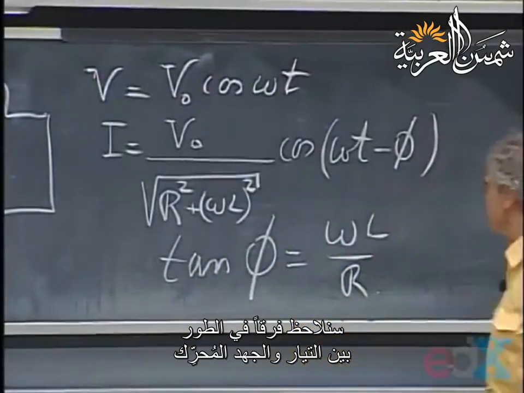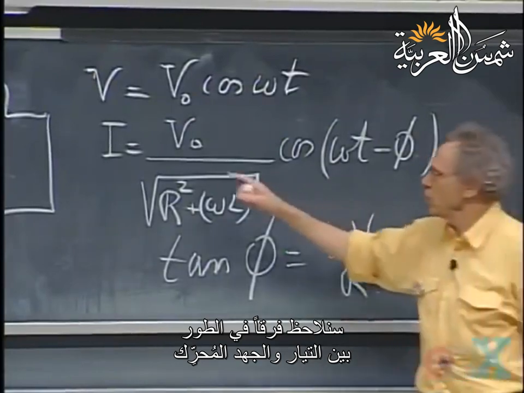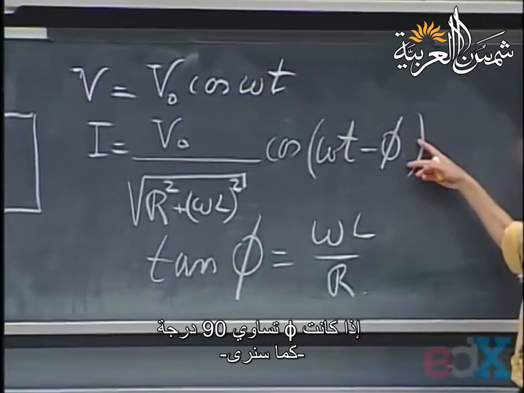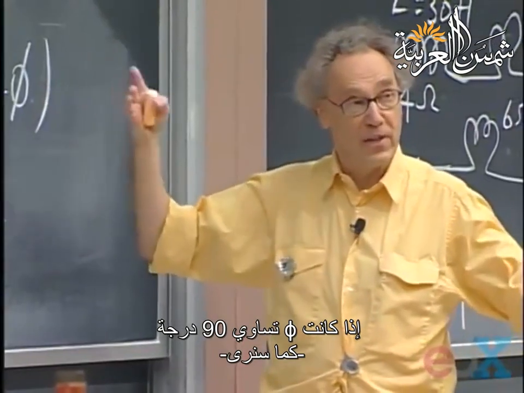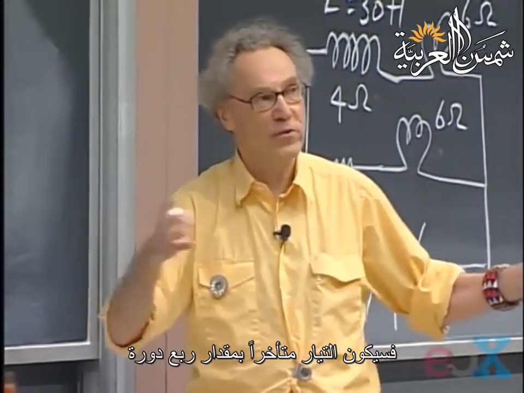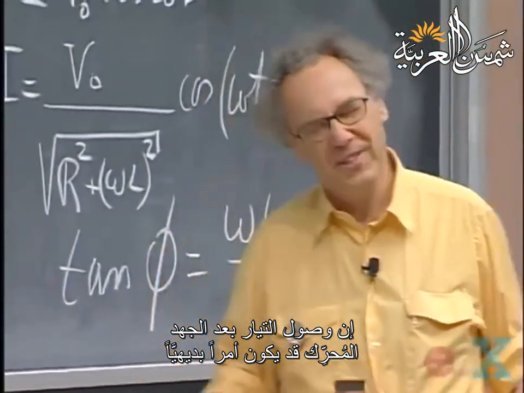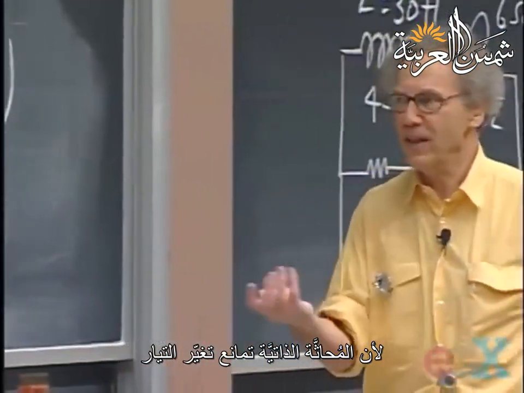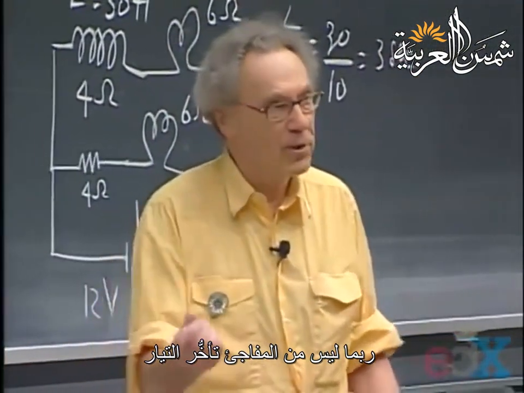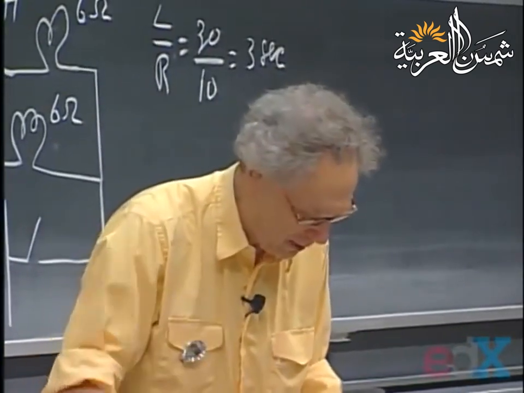The first thing that you notice is that there is a phase lag between the current and the driving voltage. If phi, as you're going to see, is 90 degrees, then the current is delayed by 1/4 of a cycle. Well, the fact that the current comes later than the driving voltage perhaps is intuitive, because the self-inductance is fighting the change in the current. So it's perhaps not so surprising that there's going to be a delay, that the current comes a little later.